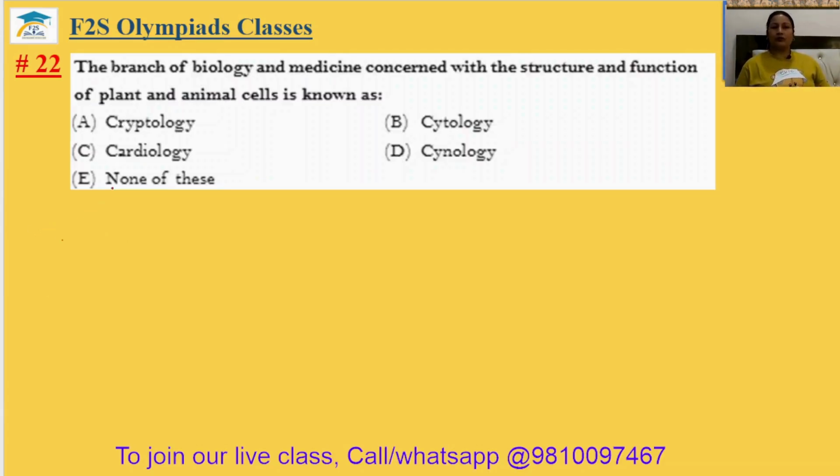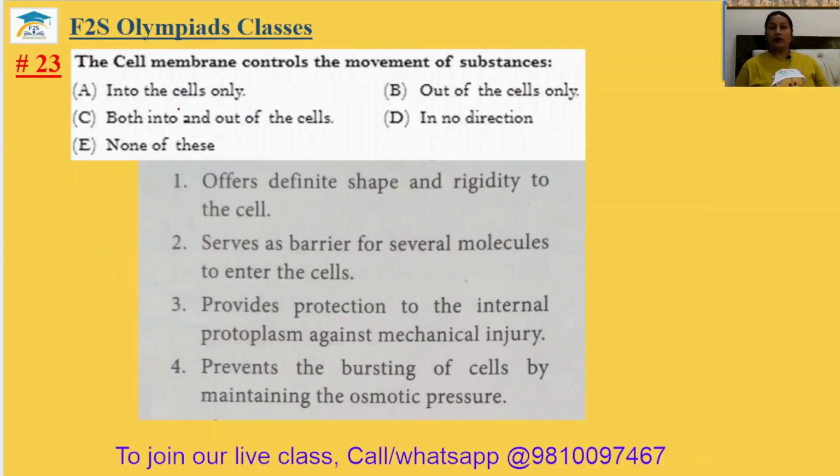Question number 22. The branch of biology and medicine concerned with the structure and function of plant and animal cells is known as cryptology. No, it is cytology. So 22nd answer will be option B. Question number 23. The cell membrane controls the movement of substances into the cells only, out of the cells, both into and out of the cell, in no direction. Actually, in both of into and out of the cell. So C option. 23rd answer will be option C.